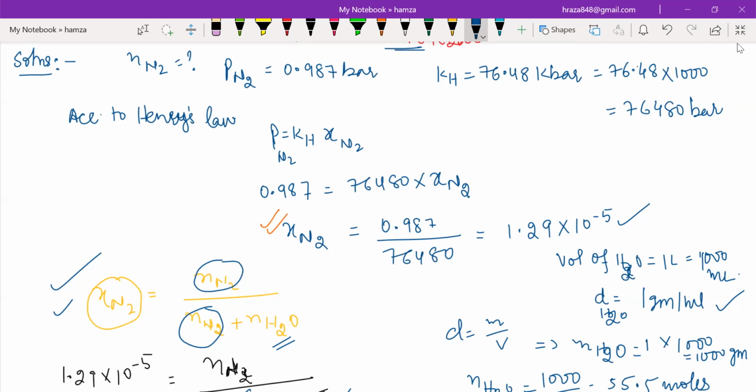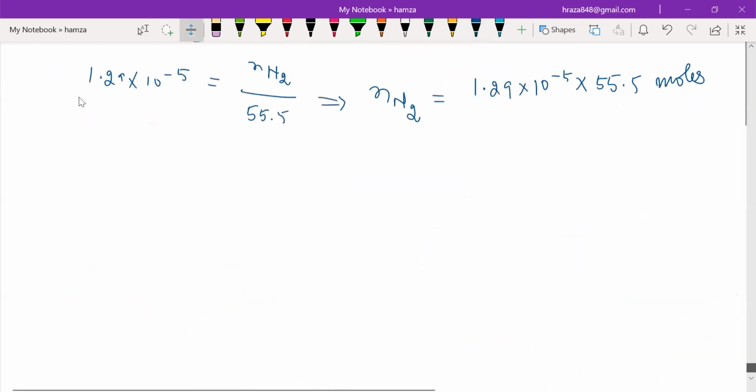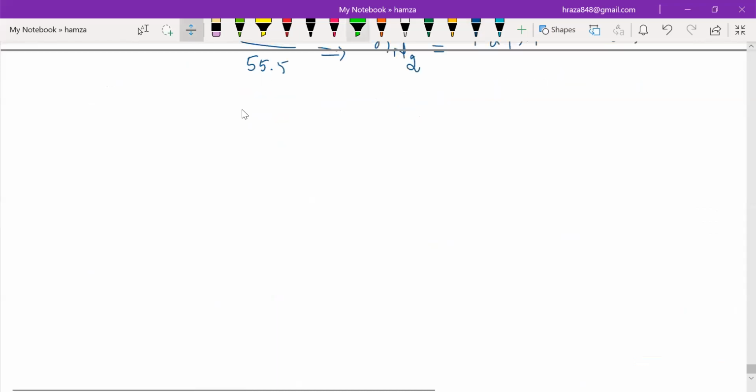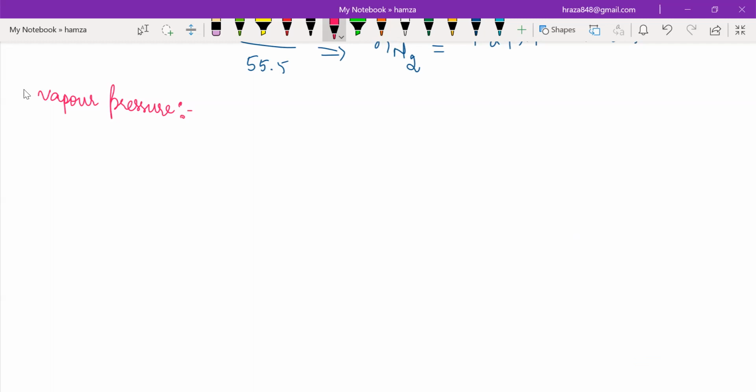Okay. Now the next topic is basically vapor pressure. What is vapor pressure? The pressure exerted by vapor or water vapor is called vapor pressure.